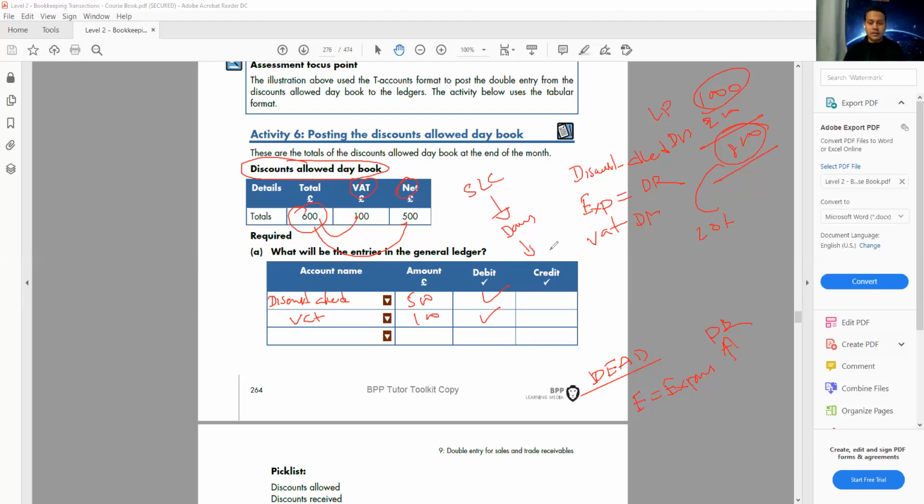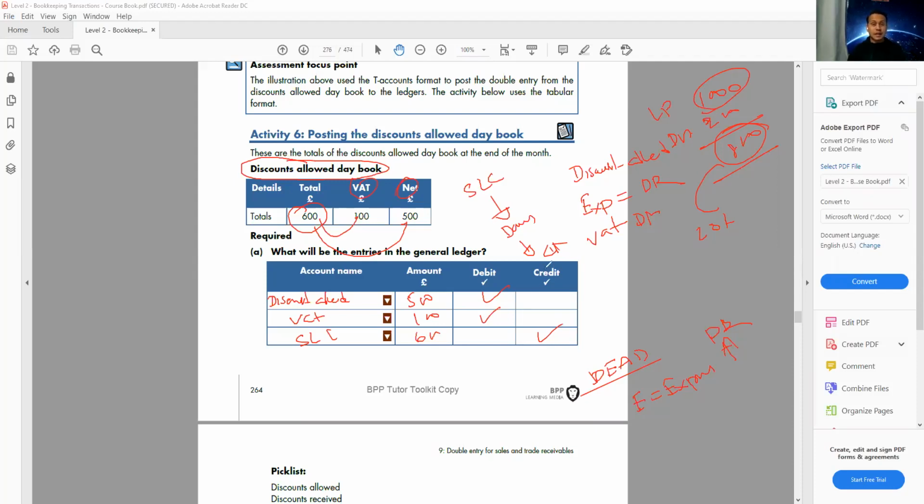Very well done. Sales ledger control is normally debit, but if I want to decrease it, if I want to make it go down, I make it credit. So sales ledger control, £600 will be credit. So that means £600 credit, the customer will not pay me because I give them the discount. So I'm expecting £600 less from my credit customer.